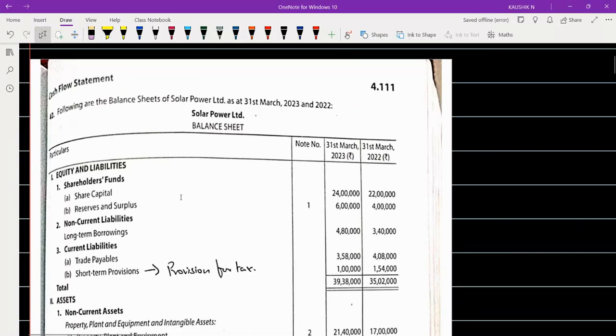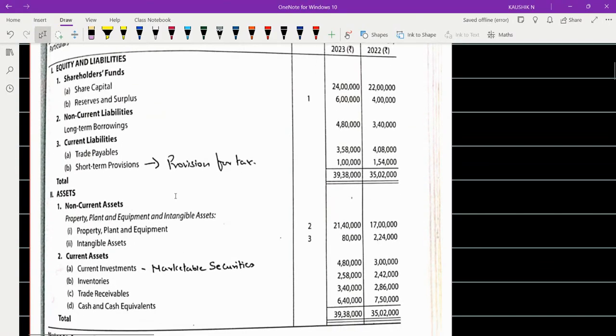Suppose, imagine this is a situation. There is a reserves and surplus over here, but instead you don't have any note number. Okay, say for example here the note number is blank. Suppose here there is no note number, it is blank. Then how will we find the reserves and surplus, net profit?